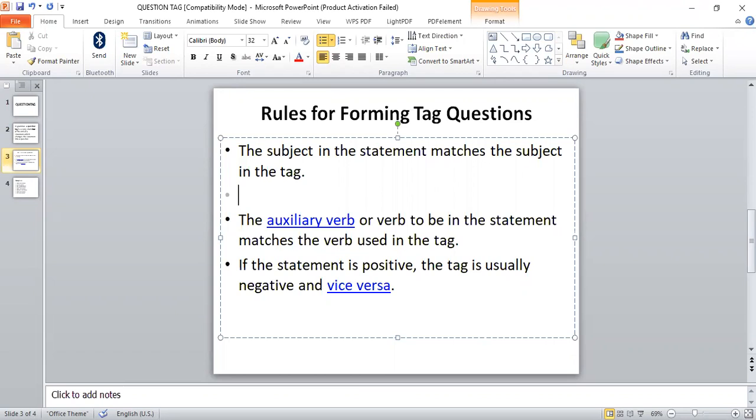Now, before I explain this first rule in detail, I'll give us an example of a statement, and then we identify the subjects in the sentence. For instance, he is coming home. That would be our sentence. He is coming home.